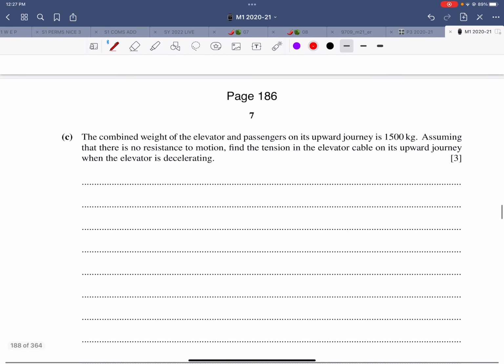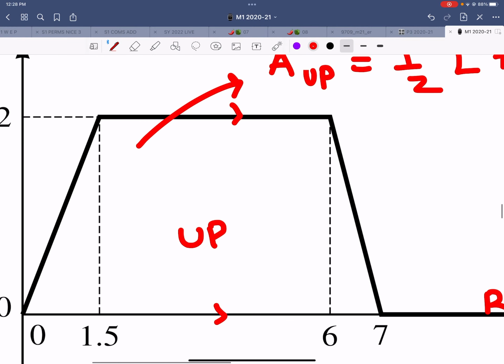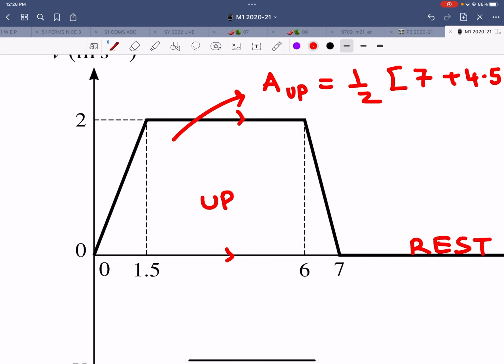Third part. Read this part. What does it say? It says the combined weight of the elevator and the passengers on the upward journey is 1500 kg. So now they are talking about the upward journey. Assuming there is no resistance, find the tension in the elevator cable on its upward journey when the elevator is decelerating. This is the upward journey, but we are interested in the deceleration part.